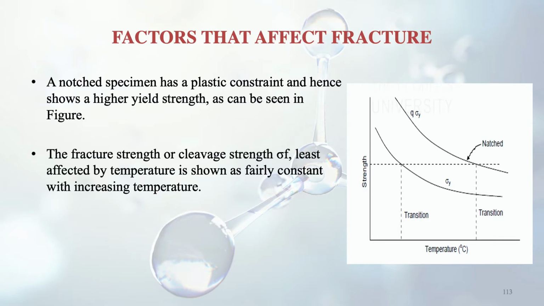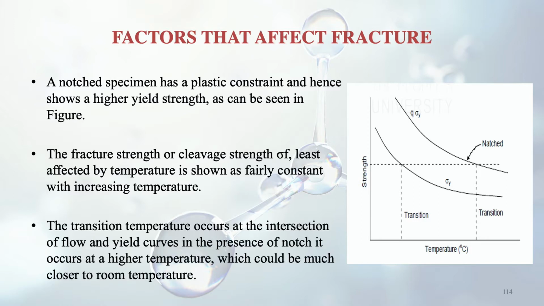The fracture strength or the cleavage strength, given as sigma f and represented on the y-axis by the dotted line, is least affected by temperature, and it is very clearly shown in the figure. As the temperature increases, it almost remains constant. The transition temperature occurs at the intersection of the flow and yield curves. This transition, meaning ductile to brittle transition, will happen where the flow curve, represented by the dotted line, intersects the yield strength curve.